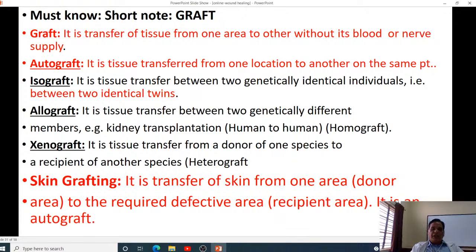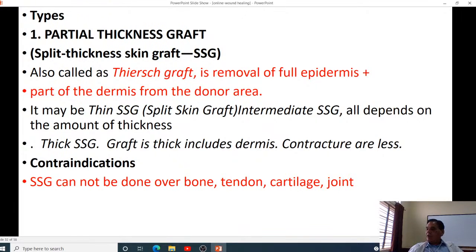So, skin grafting is a transfer of skin from one area called the donor area to the required defective area, the recipient area. So, this is regarding the graft. What are the types of graft? Partial thickness grafts are very common. They are called split thickness skin graft, SSG.